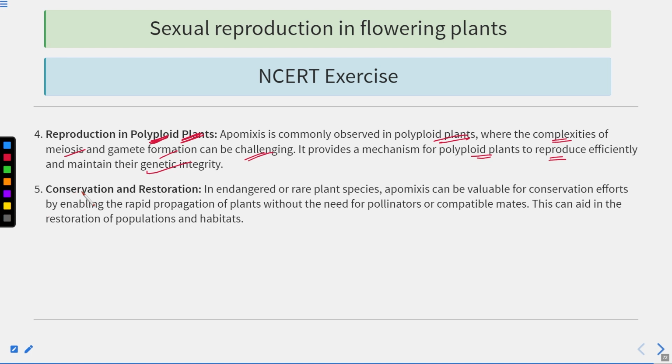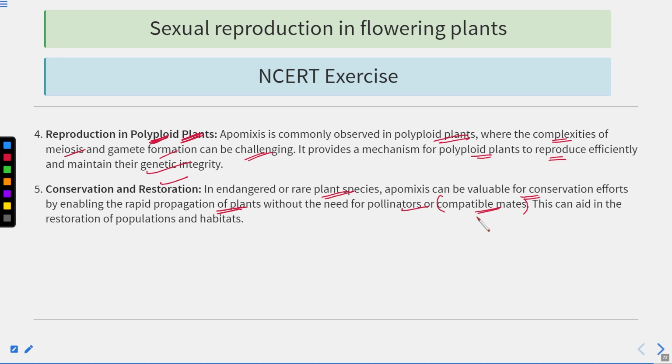Now, next point is conservation and restoration. In endangered or rare plant species, what can happen? Apomixis can be valuable for conservation efforts by enabling the rapid propagation of the plants without the need of pollinators or compatible mates. Clear? We don't require any compatible mate because sexual reproduction requires compatible mates.